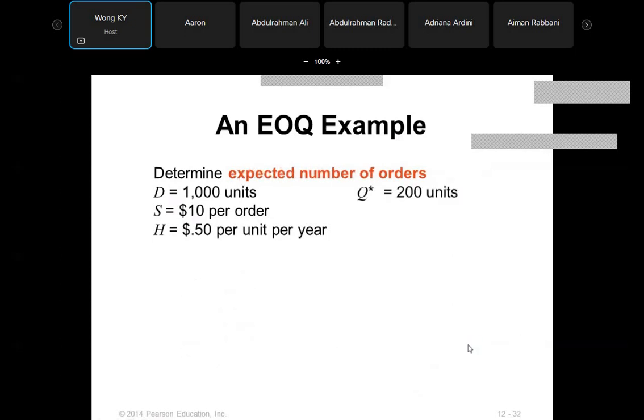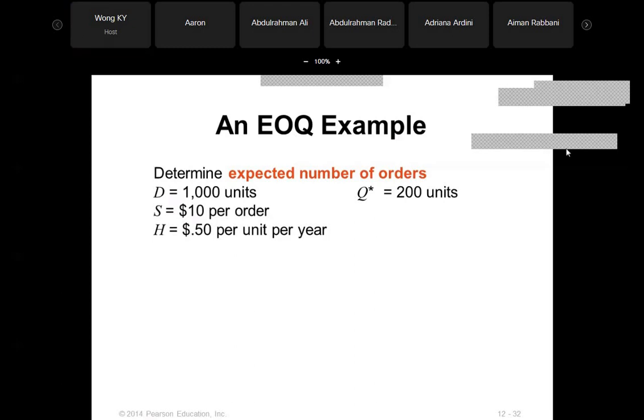So let us continue. Okay, next question. Determine the expected number of orders. So if every time we are only ordering 200 units, how many times we have to order? That is the question. Determine the expected number of orders. So how many times you have to order? Common sense, anyone can tell me? What is the expected number of orders that the company has to make?